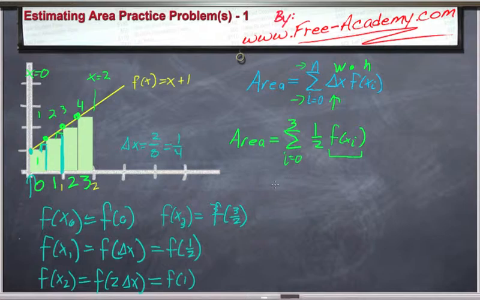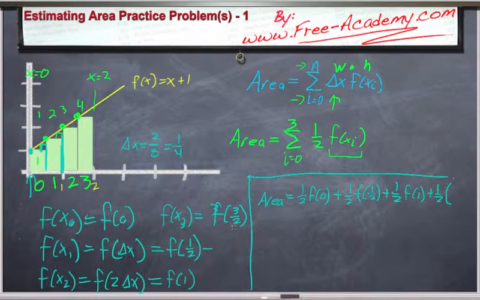So now that we have all of this, we can actually plug into our formula here. Our area is going to be equal to 1/2 times f of 0 plus 1/2 times f of 1/2 plus 1/2 times f of 1 plus 1/2 times f of 3 halves. Alright, sloppy handwriting there, but you get the point. Or we can have the 1/2 factored out to the front here.